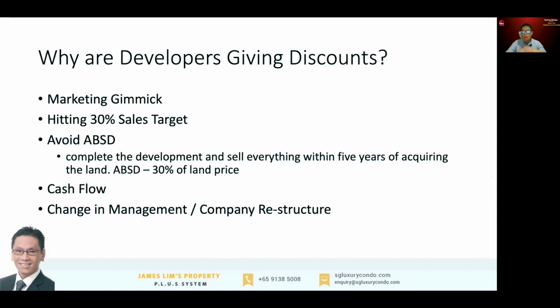In Orchard Road, most of the developers will prefer the second strategy because not only can they hold it longer, they can sell at a higher price and they can also rent it out.